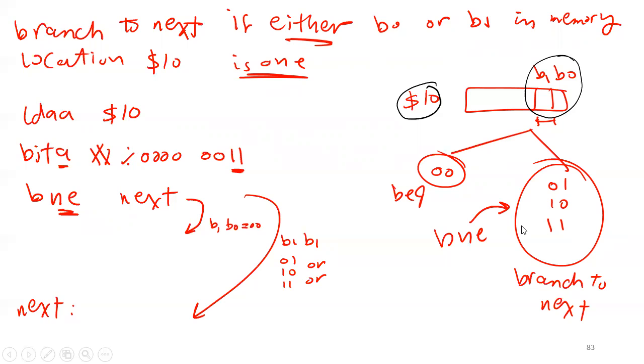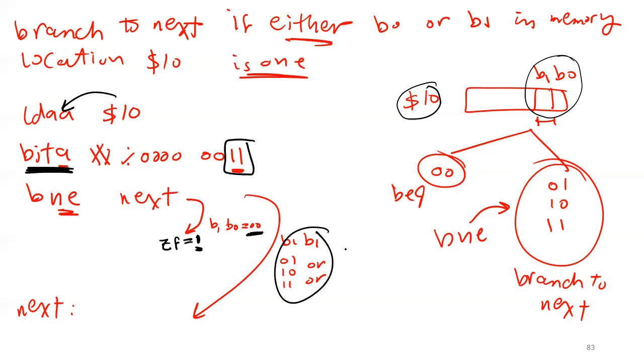So if these 2 bits are 0, then the branch should not be taken. If any one of these values is 1, the branch should be taken. How can I do this? Look here, guys. I'm going to read the byte and put it in A, and then do BIT A, and now I'm going to check these two bits. So I'm going to put the mask here, and then based on this, if the zero flag equals 1, that means these two bits are 0,0. Otherwise, if any one of these values is 1, the zero flag should be 0.